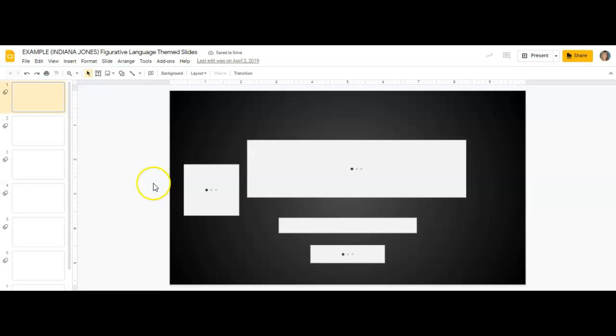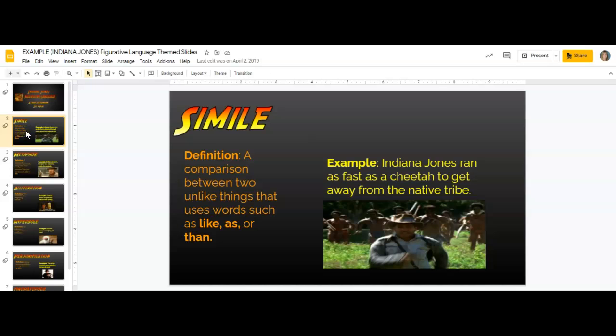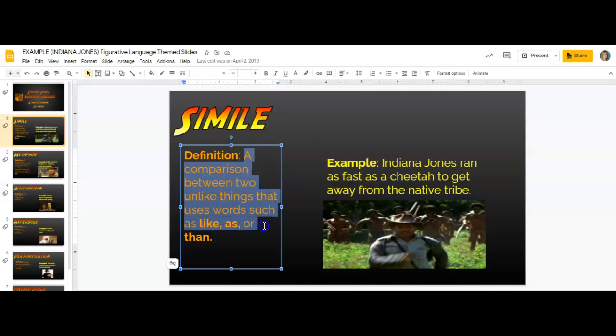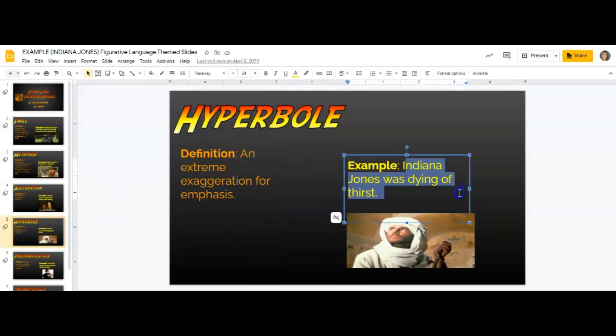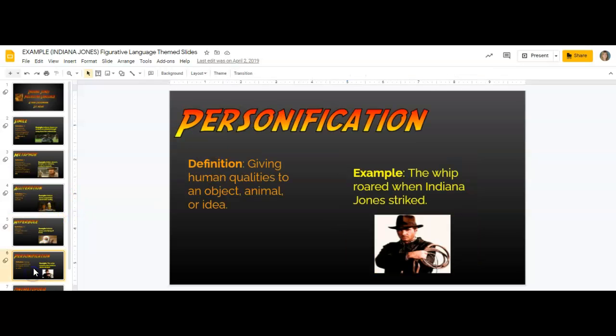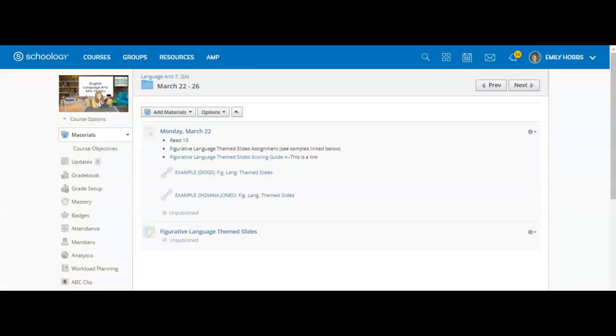This person liked Indiana Jones. So the title slide has the theme, name, hour, picture. There's a simile: Indiana Jones ran as fast as a cheetah to get away from the native tribe. Apparently it was a very popular one that year. If you could maybe come up with something unique, that'd be great. A comparison between 2 unlike things. There's that definition again. So you can see a hyperbole: Indiana Jones was dying of thirst. There is personification: the whip roared when Indiana Jones striked. So that's what we're talking about.